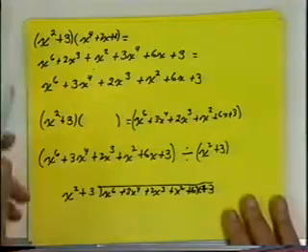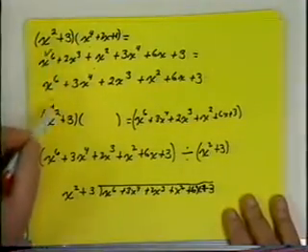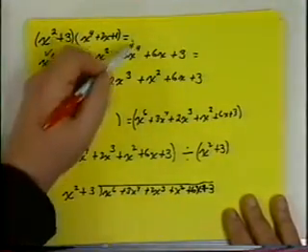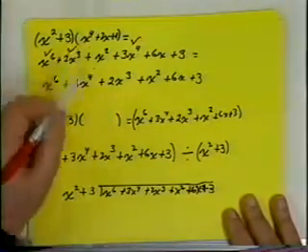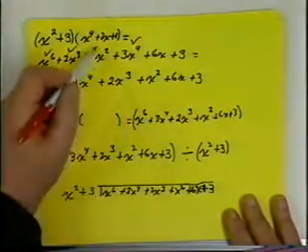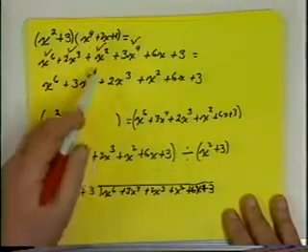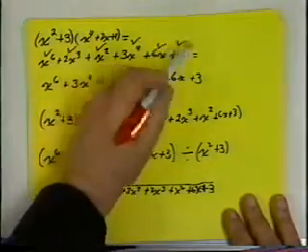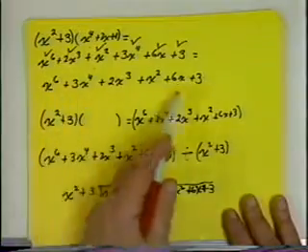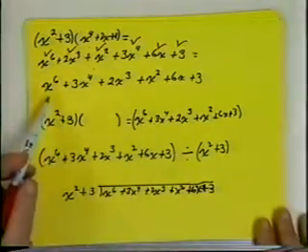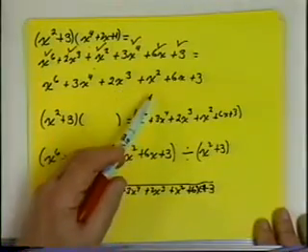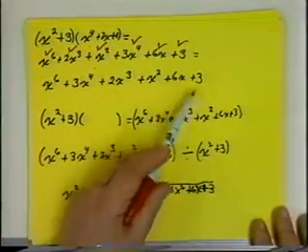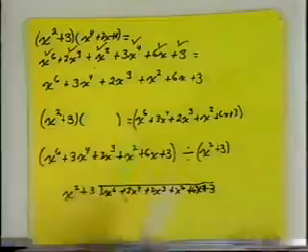Now we combine like terms. There's an x to the sixth over here, there's an x to the fourth term, there's an x to the third term, there's an x squared term, there's an x term. Nothing combined, so we just rearrange the order here. So the answer to this problem is x to the sixth plus 3x to the fourth plus 2x to the third plus x squared plus 6x plus 3. Okay, that's a multiplication problem.